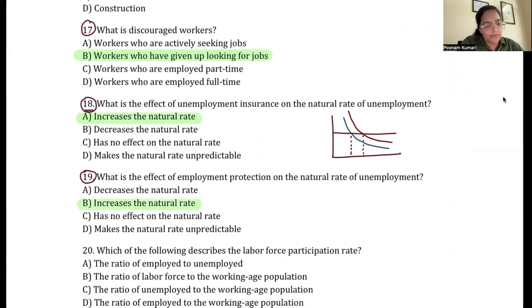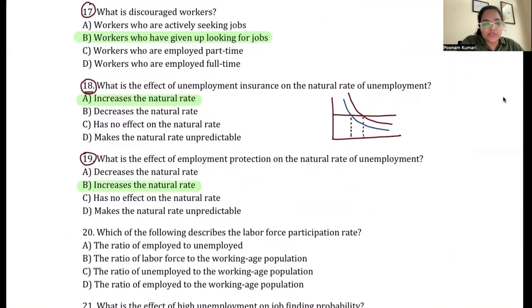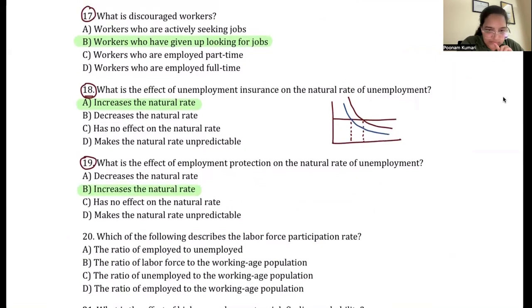Yes, ma'am. Perfect. What is question number 20? What is the labor force participation rate? B. Ratio of labor force to the working age population. Yes, ma'am. So this is the labor force participation rate.